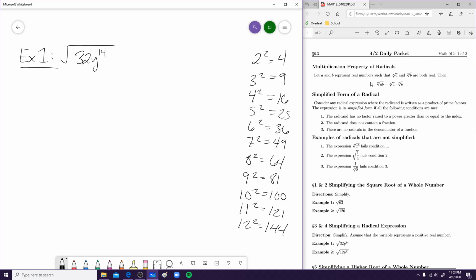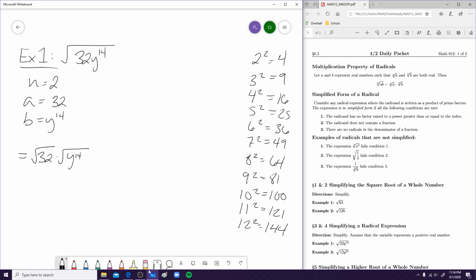Going back to the multiplication property of radicals, in the previous video we used it for numbers, but the nth root of a times b also works for coefficients and variables. So in this case, I'm going to spell it out more. First n: since there's no number in the square root, what is our n? Our n is 2. Then a in this case would be 32, and b would be y to the 14th. So the square root of 32y to the 14th can be rewritten as the square root of 32 times the square root of y to the 14th.